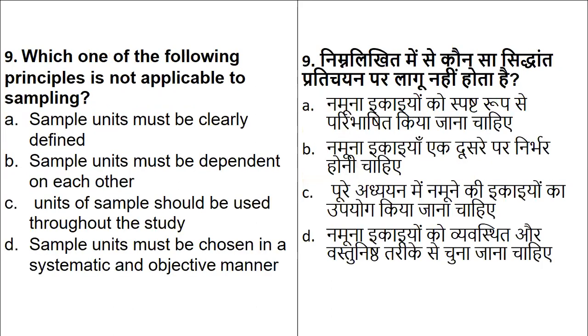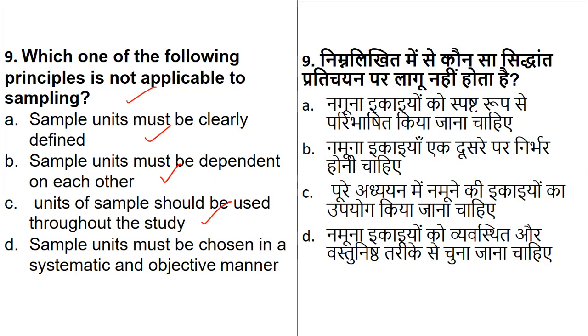Coming to the next question, which of the following principles are not applicable for sampling? When you do sampling, sample units must be clearly defined. They must be independent. They should be used throughout the study. They must be chosen in a systematic and objective manner. So which is not applicable? Please read the question. Which of the given is not applicable to sampling?